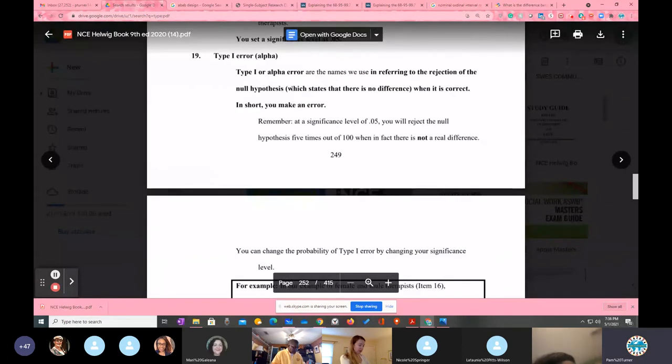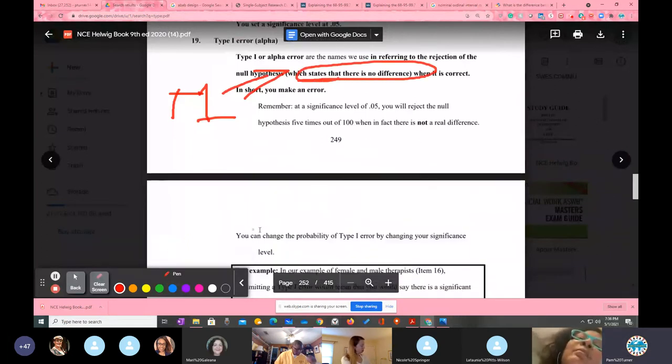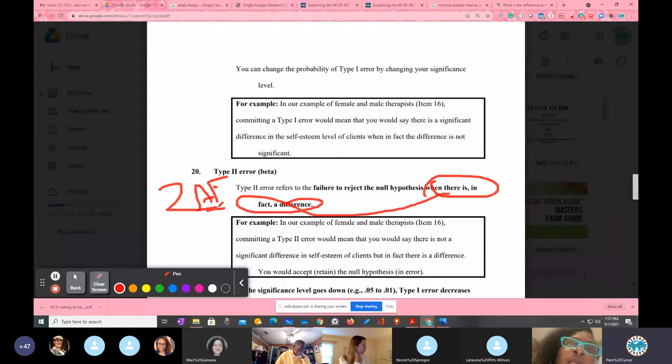Okay, type 1 or alpha errors are the names we're referring to with rejection of the null. We're saying there's no difference. So a type 1 error is you're going to reject the null. Okay, so that's my type 1 error. I'm saying there is no difference when I did my research. A type 2 error is when I accept the false. And always remember type 2 is 2AF. That works best for me. So failure to reject the null hypothesis when there is a difference. There truly is a difference, and I accepted that. It was a false. That's my 2AF, my 2 accept the false.